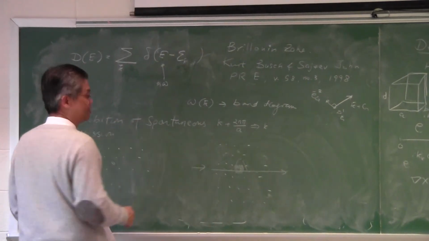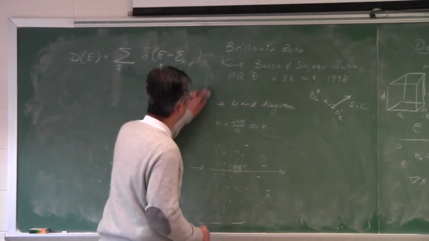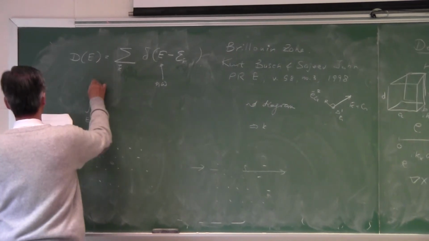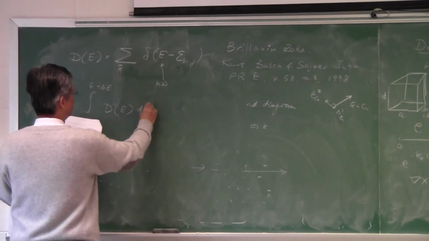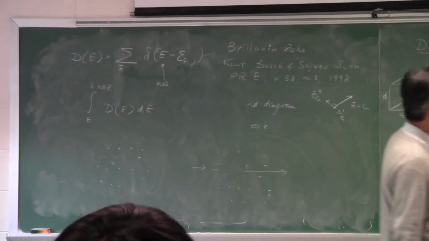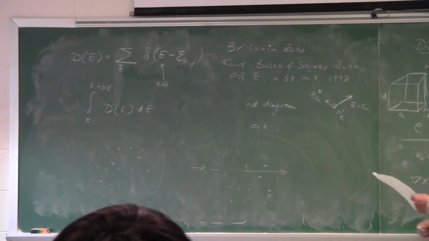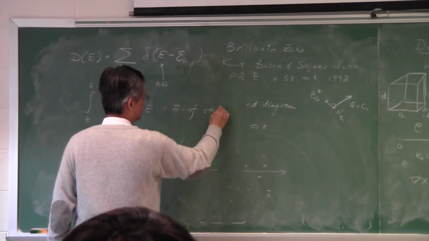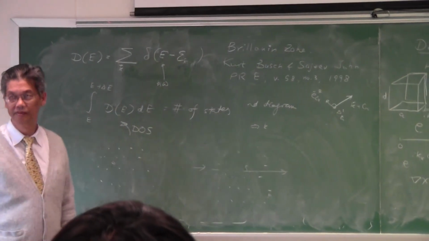I can easily find the number of states between a certain energy level. So if I want the solution between, say, this energy level E plus delta E, I just take this function and integrate between the certain energy levels. And using the shifting property of the delta function, I will pick up all these energy states within that energy level. Okay, this gives you the number of states in that interval, and this is called the density of states.